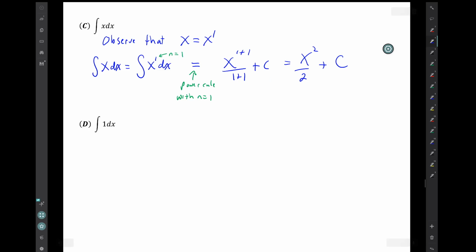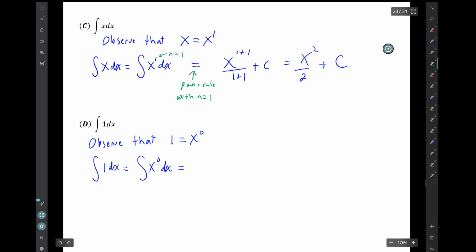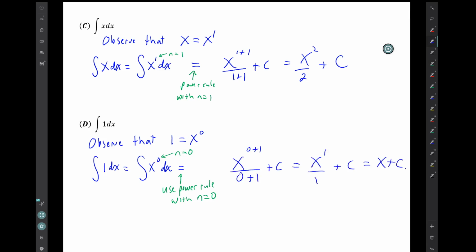Question D, the indefinite integral of 1 dx. Well, here we need to observe that 1 is also a power function. The result is that the indefinite integral is x plus c. Notice that in the original integral, there is no x, but an x shows up when you use the power rule. So that x wasn't there before. So you don't do 1 to the 0 plus 1, you do x to the 0 plus 1.